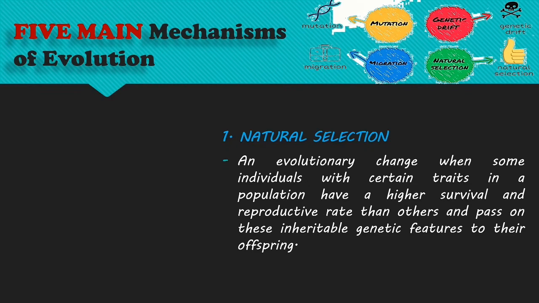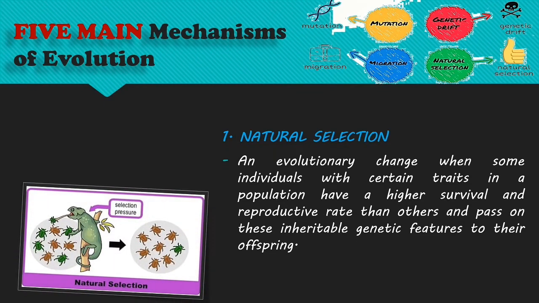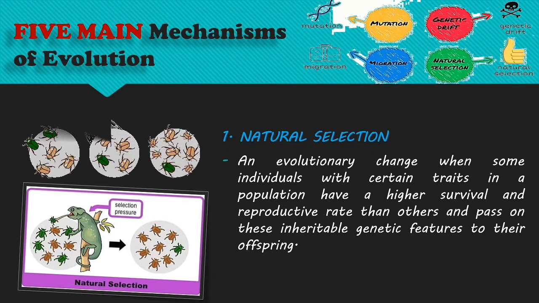There are 5 main mechanisms of evolution. Number 1, natural selection, which occurs when a population of organisms is subjected to the environment. The fittest creatures are more likely to survive and pass their genes to their offspring, producing a population that is better adapted to the environment. The genes of less fit individuals are less likely to be passed on to the next generation. The important selective force in natural selection is the environment.